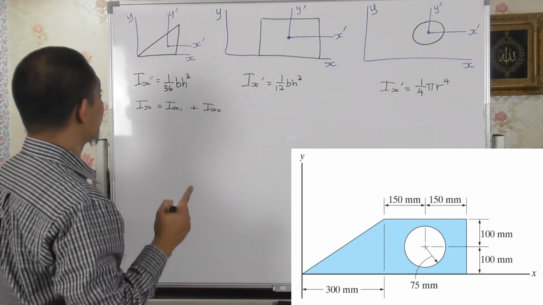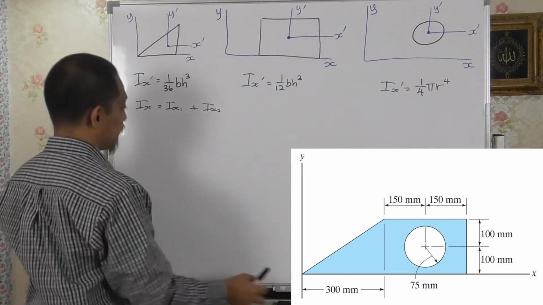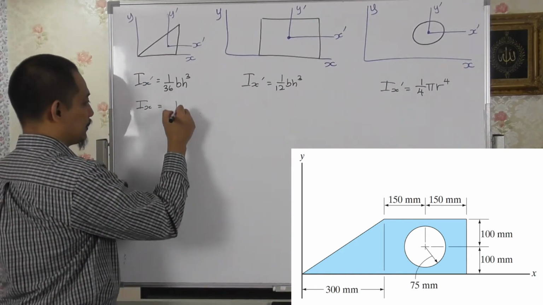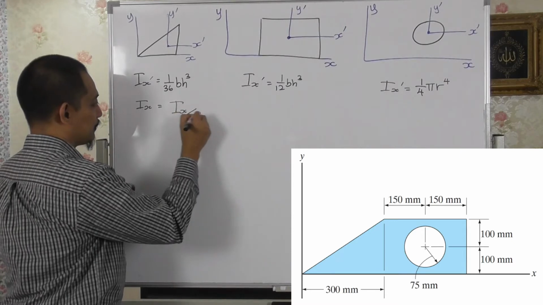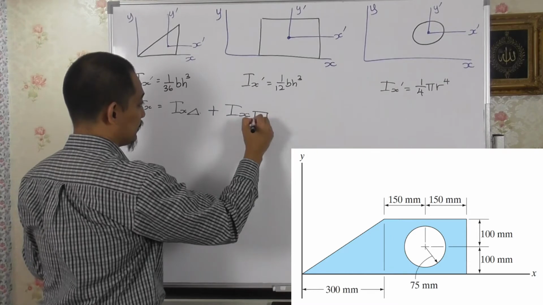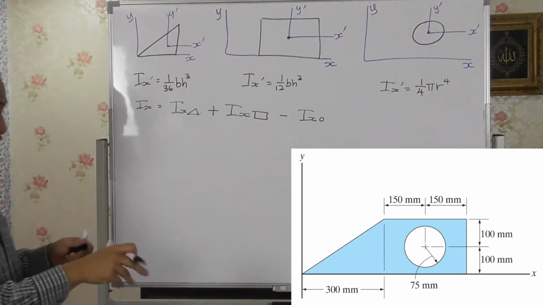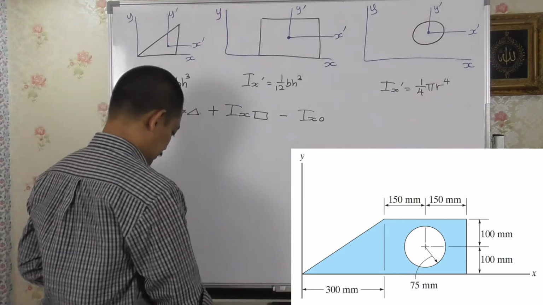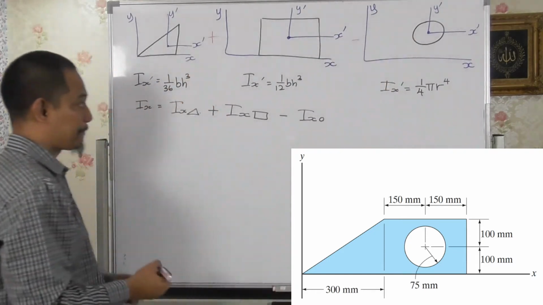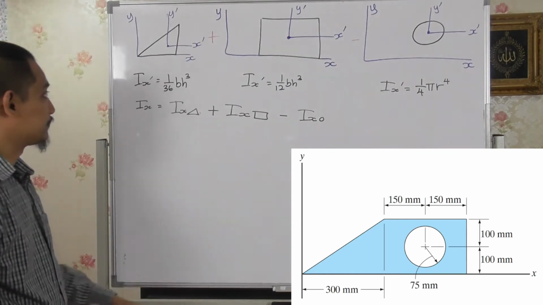Okay, in this case, right, how to write it? Because I do not label this, so I will just use the shape, right? Ix triangle here plus Ix rectangular here minus Ix circle here, right? Because in terms of the area, basically this plus this minus this one, right?